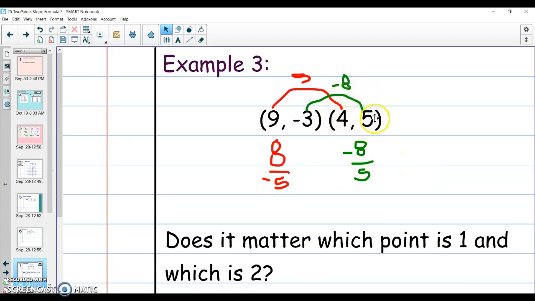So whether I take this point and subtract this stuff, or I take this point and subtract this stuff, it doesn't really matter, because it's always going to work out some way or another, because really we're just finding the change in y over the change in x. And that is how you use a slope formula.